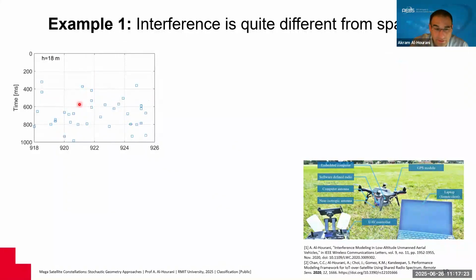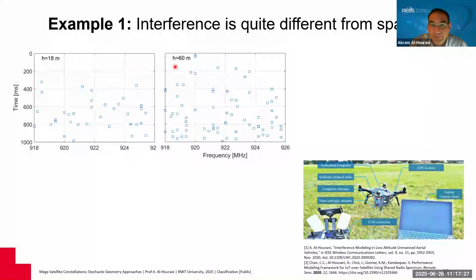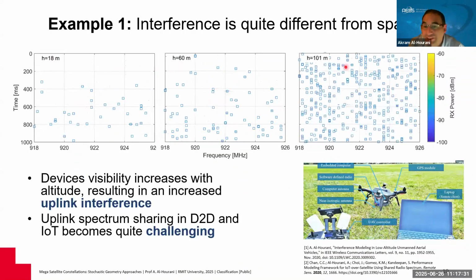electricity meters. Now, this is at a height of 18 meters. If you go to 60 meters, what you note is many more packets. And if you go just to 100 meters, you can see that the number of packets just exploded. And you can imagine, when you go to 400 kilometers or 300 kilometers, the number of packets that a satellite will be seeing.